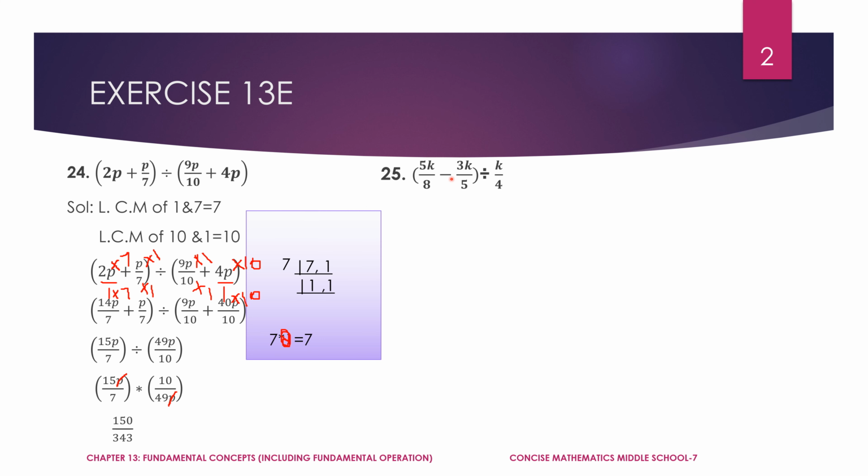5k by 8 minus 3k by 5 divided by k by 4. Even here you need to take the LCM of 8 and 5. How to take the LCM of 8 and 5?